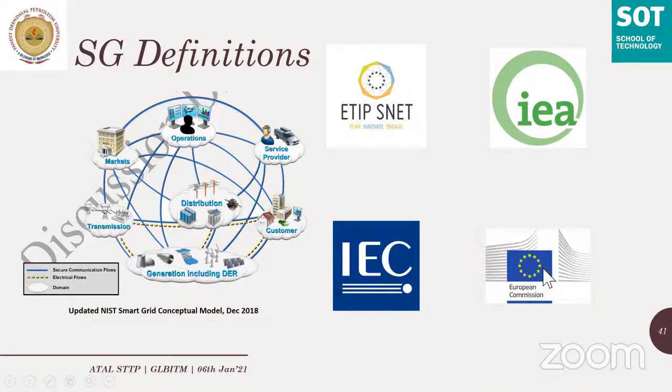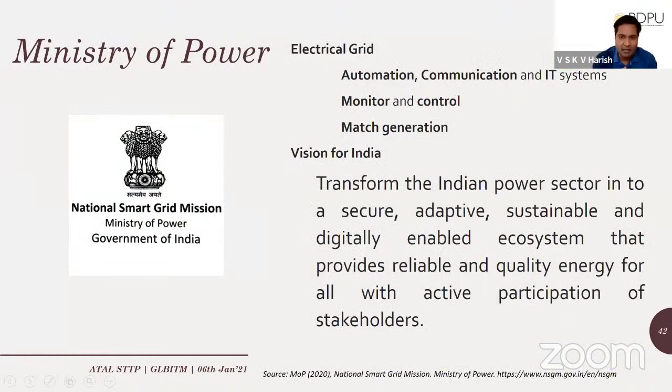The European Commission, on the other hand, defines smart grids as energy networks which have the capability of automatically monitoring the energy flows, and they can adjust to the changes in supply and demand. The Ministry of Power, Government of India, through its National Smart Grid Mission, also defines smart grid as an electrical power grid that has the capability of automation, communication, and information technology systems to monitor the power flows from the point of generation up till the point of consumption, up till the end use level.